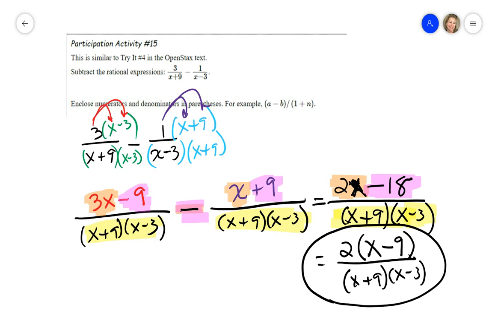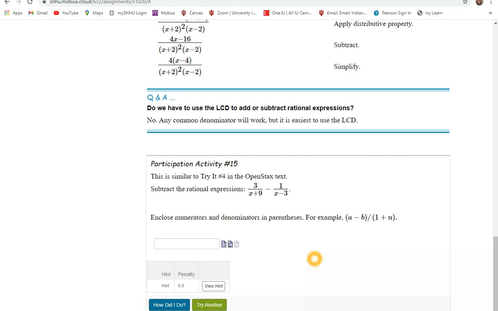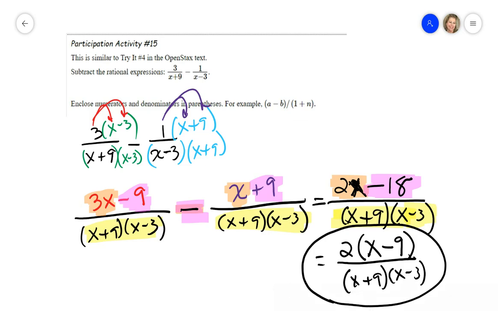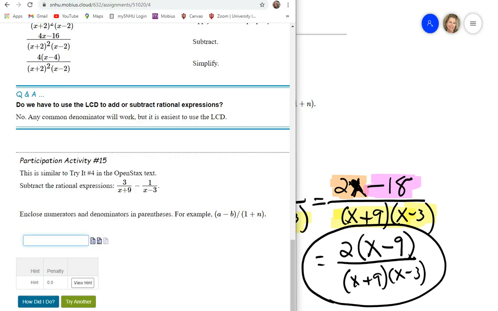Now, when I go back to Mobius, hang on a second. Okay, we're back in Mobius, and it says enclose numerators and denominators in parentheses. So it looks like that. The only problem is that our answer here has multiple sets of parentheses. So hang on, I'm going to do a split screen here. Okay, there we go. I just want to be able to see my answer.